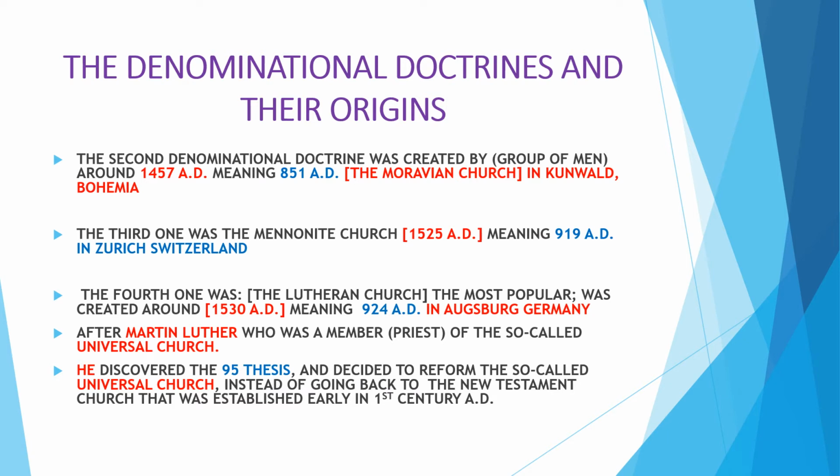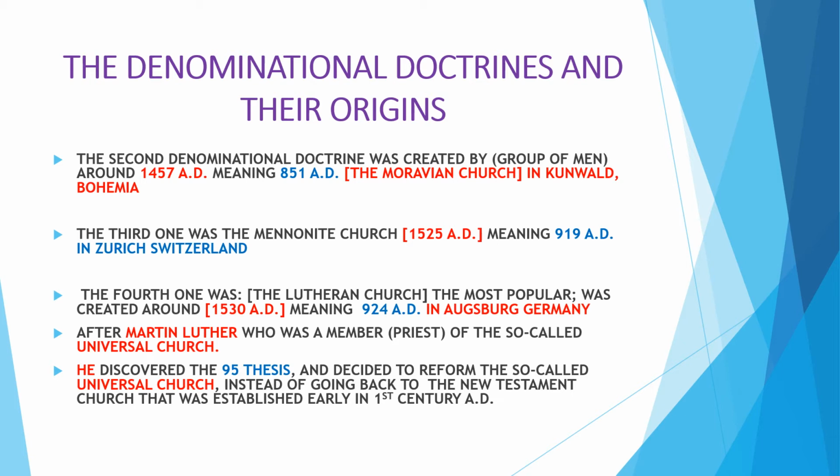The third one was the Mennonite Church, and it was established in 1525 AD, meaning 919 years after the so-called Universal Church was established, and it was established in Zurich, Switzerland.